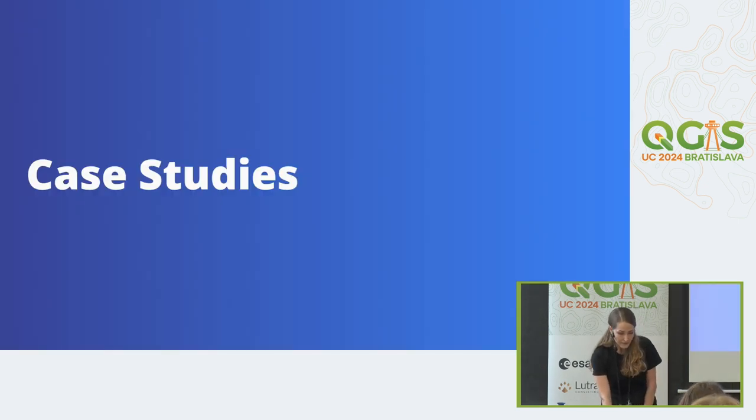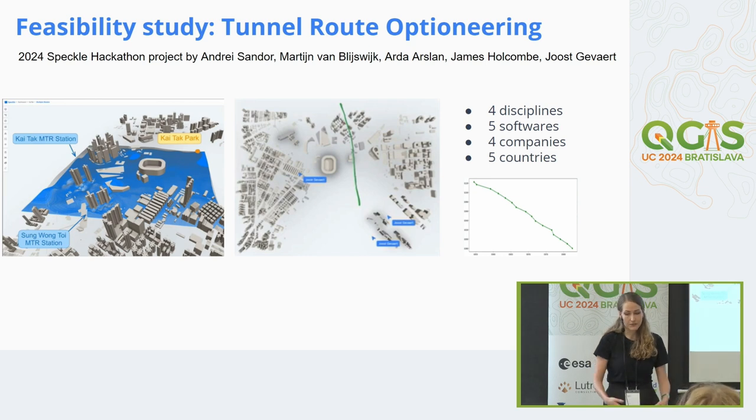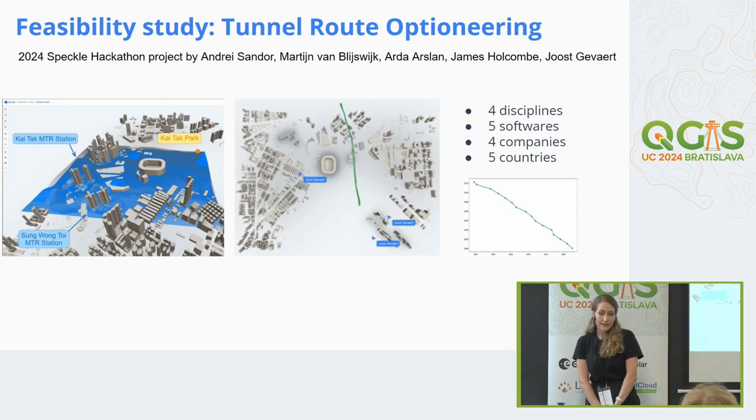And there are several case studies that I wanted to show, of how companies implemented this in their work. The first one is the case with the Speckle Hackathon that we do every year and anyone can join. This was a project where the participants were finding the optimal path for a tunnel. They were people from 5 countries and 4 disciplines, and they used ground investigation data, geological data, and many other types of data, and they used Speckle as a mediator for this data.